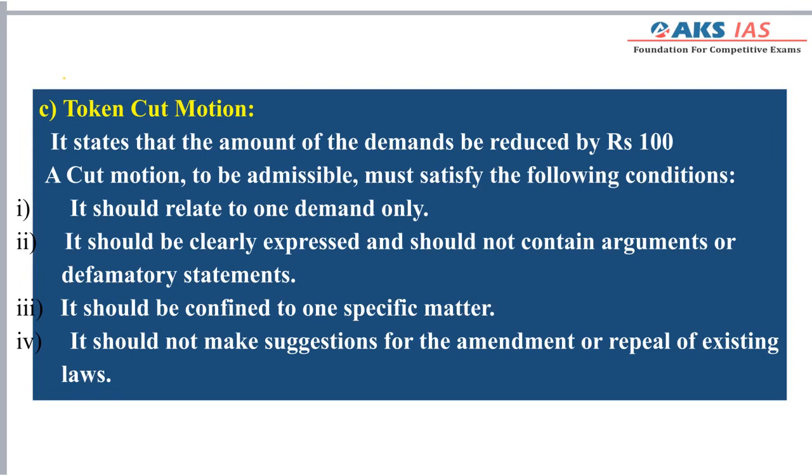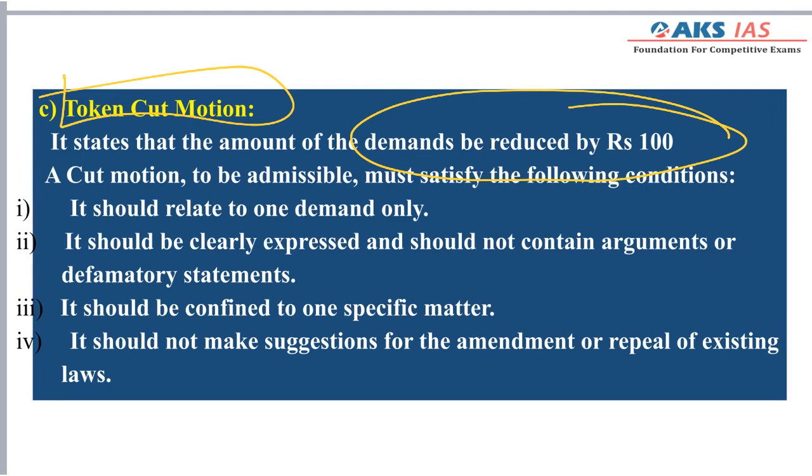Coming to the third cut motion, called the token cut motion, this particular motion ventilates a specified grievance that is within the sphere of responsibility of the Government of India, and here it states that the amount needs to be reduced by 100 rupees. Here this token cut motion will be admissible.